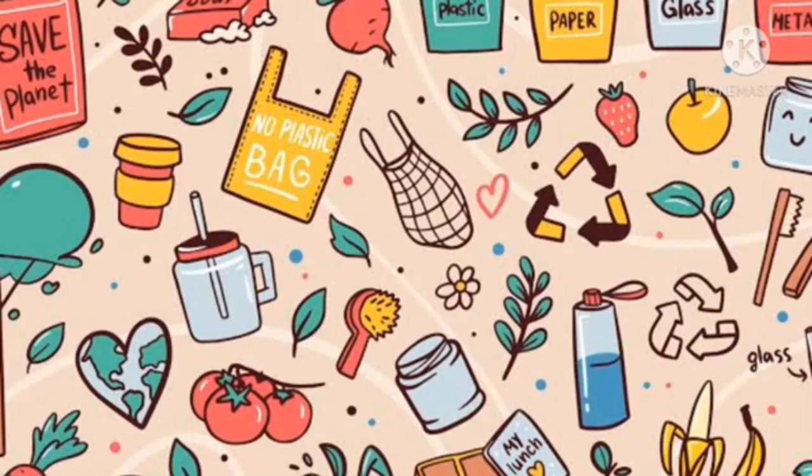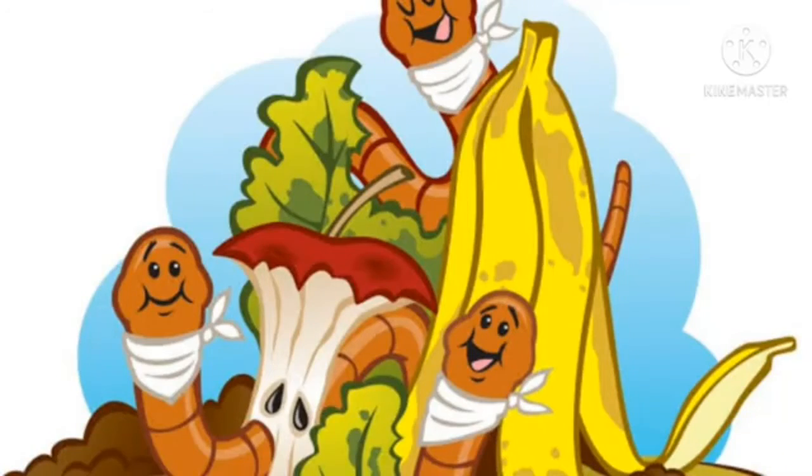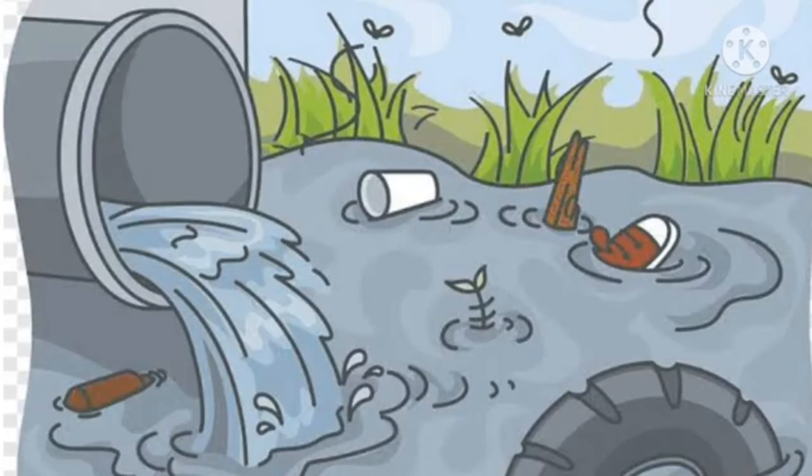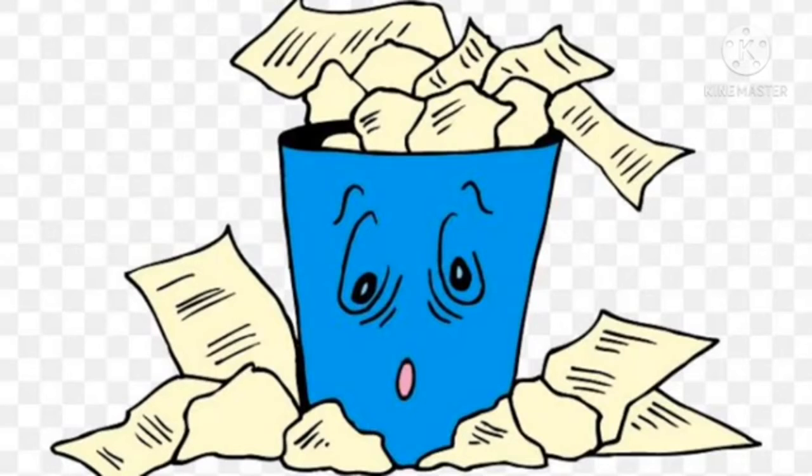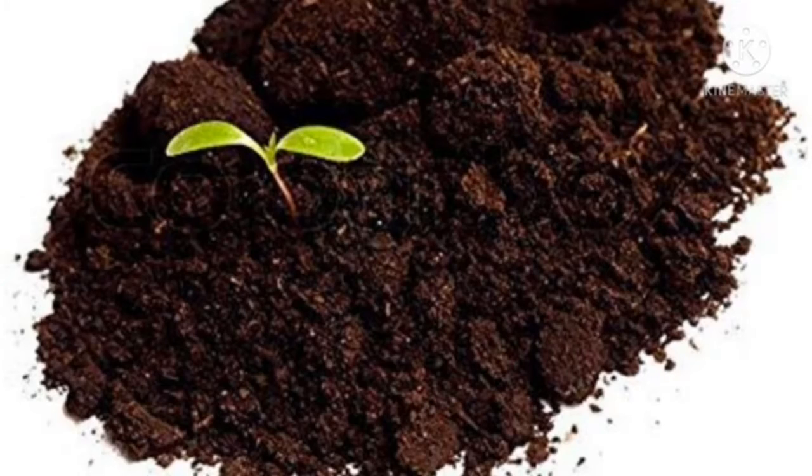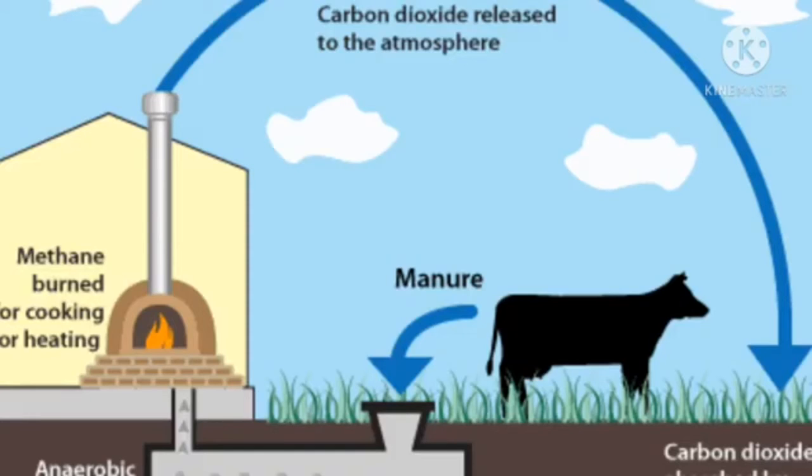More examples of biodegradable waste are kitchen waste, manure waste, sewage, and paper waste. Biodegradable waste can be used in many ways. Biodegradable waste is used for making compost, which is an organic manure. Biodegradable waste is also used for making a source of energy known as biogas.